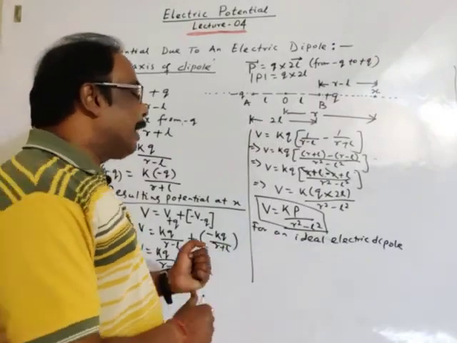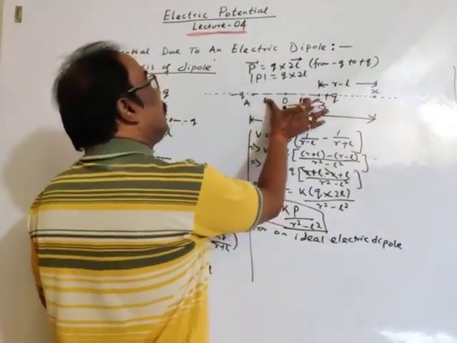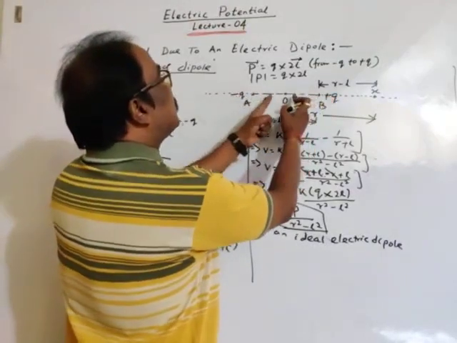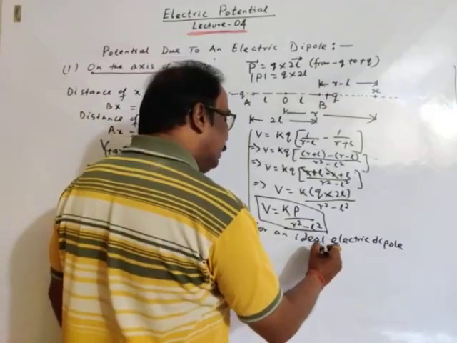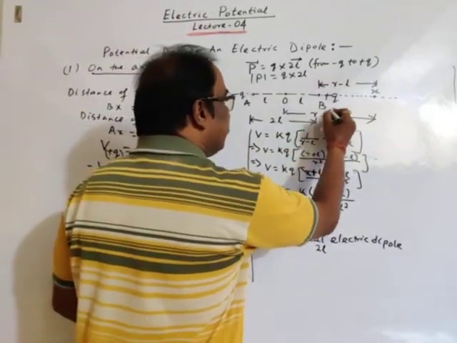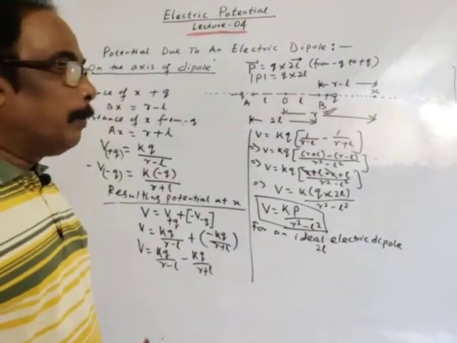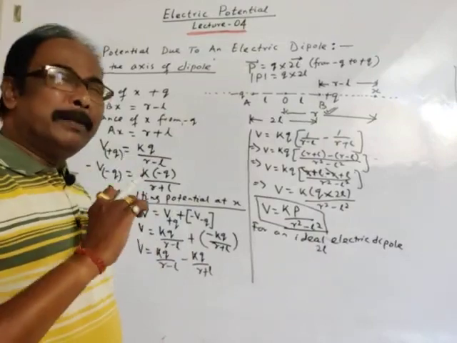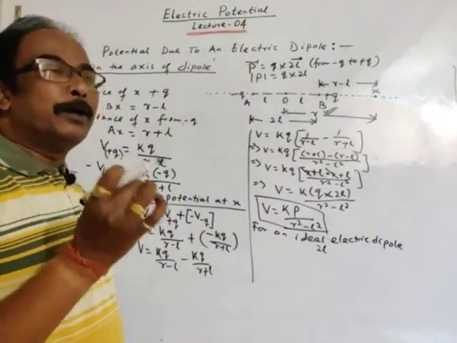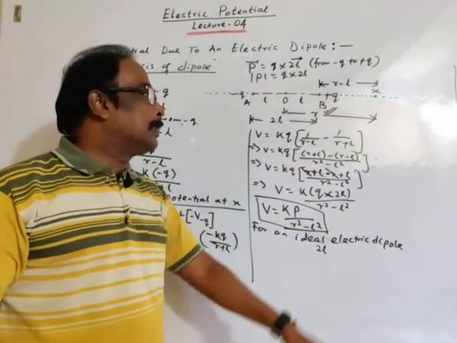So for an ideal electric dipole, two equal and opposite charges are separated by a very small distance, meaning 2L is very small as compared to the distance from the center of the dipole where potential is to be calculated. The fundamental thing: distance is always measured from the center of the dipole. From the center of the dipole, the distance is r.